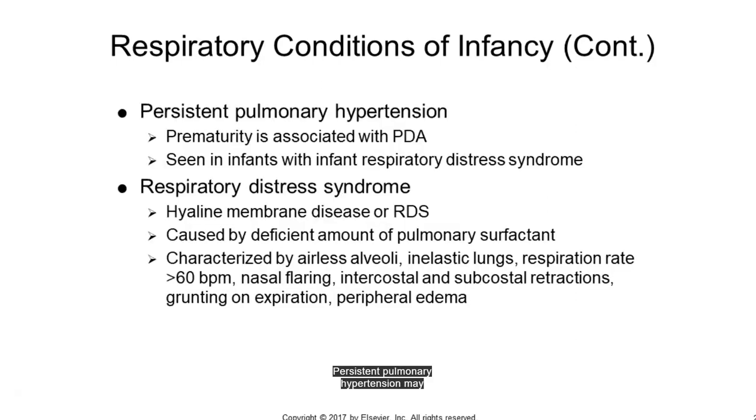Persistent pulmonary hypertension may result from a patent ductus arteriosus and result in increased pulmonary vascular resistance and symptoms of cyanosis, tachypnea, intercostal retraction, nasal flaring, or grunting. With respiratory distress syndrome or hyaline membrane disease, babies will exhibit respiratory rates greater than 60 breaths per minute, nasal flaring, intercostal and subcostal retractions, grunting on expiration, and peripheral edema.